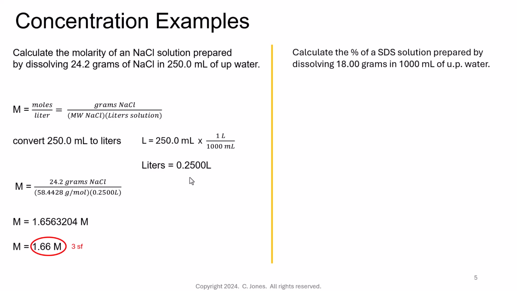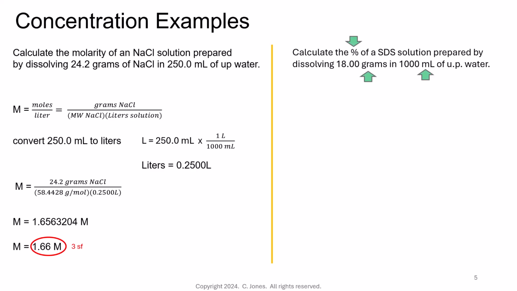Let's calculate the percent of an SDS solution prepared by dissolving 18.0 grams of SDS in 1,000 mLs of ultrapure water. And notice I'm just sort of changing the wordings here a little bit to get you used to the idea that different people may express this different ways. If I did everything consistently, this would be dissolving 18.00 grams of SDS in 1,000 mLs of UP instead of U period, P period water. But different people say things differently, and I just want you to sort of take that into account.